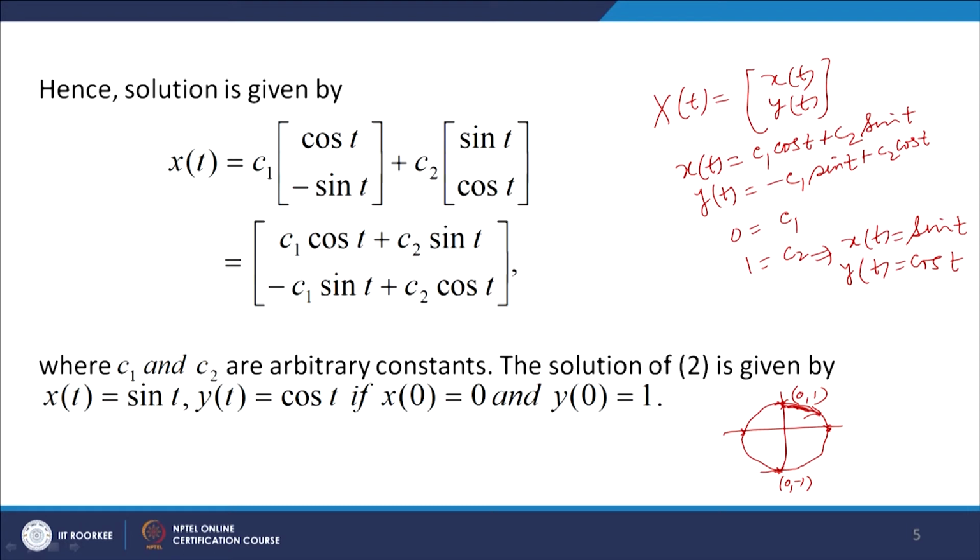So when t increases further from 3 pi by 2 to 2 pi, we come here, and this is your point (-1, 0). So you can see here that when we take x at t equal to 0 as 0 and y at t equal to 0 as 1, then x(t) equal to sin t and y(t) equal to cos t give us the solution path x square plus y square equal to 1, and the direction on the curve, the circle, is clockwise.